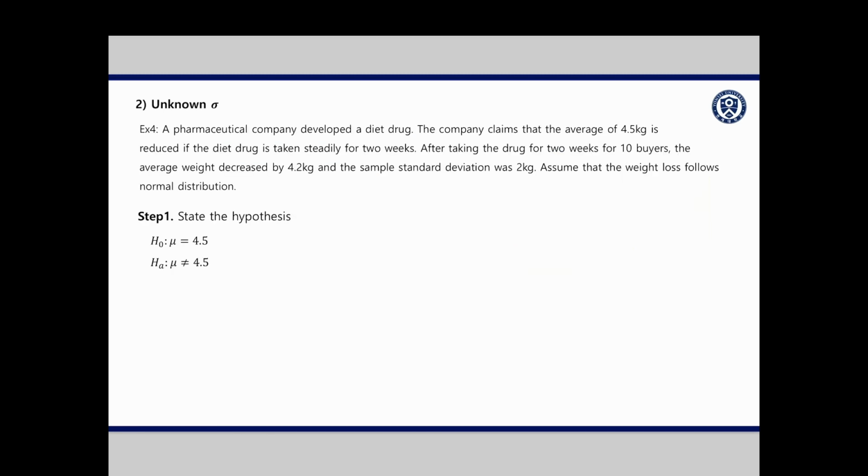Let's consider example 4 related to this topic. This example is similar to example 1 from case 1 on the sigma part. A pharmaceutical company that manufactures a diet drug claims that taking the drug for 2 weeks results in an average weight loss of 4.5 kilograms.